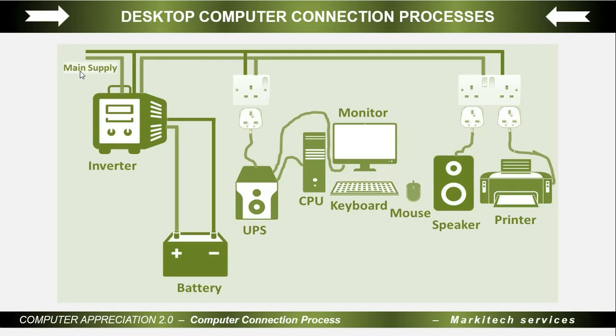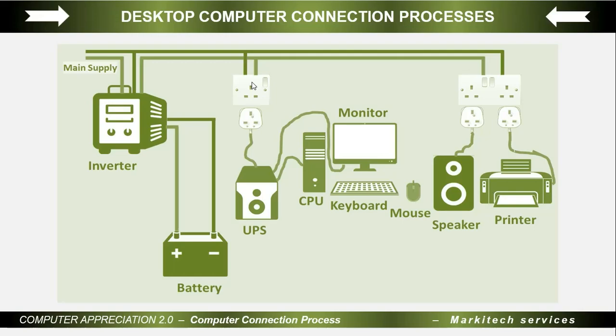Coming to the effective connection process of this desktop computer setup. Now you have your main power supply, which could be your electricity, NEPA lights, or your generator, as the case may be. Now we have the first socket. The first socket there comes with the UPS. And this first socket, you connect your UPS to the socket itself, as is being indicated here. Remember, the UPS is an uninterrupted power supply. Now this device helps to sustain light even when there is no power supply from the main supply.